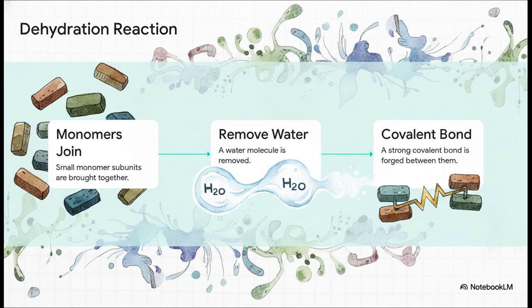So how do your cells actually forge these biological subunits together? Well, it relies on an incredibly neat trick called a dehydration or condensation reaction. And honestly, the logic is right there in the name. To join two small monomers together, the cell literally pulls a molecule of water out of them. By removing that H2O, a strong covalent bond is forged, locking the bricks together. It's basically the biological glue that builds life.